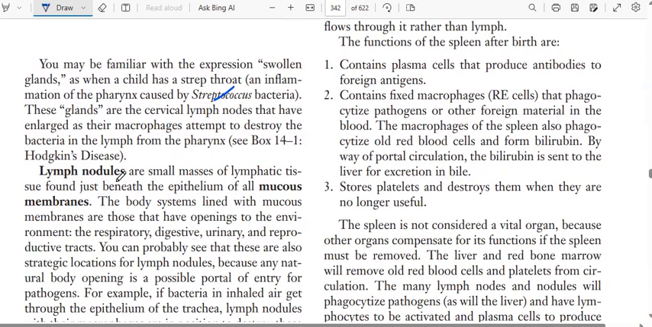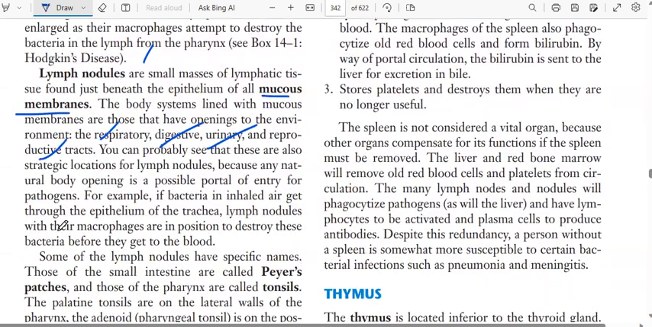Lymph nodules. Now we'll discuss lymph nodules; lymph nodes we discussed already. Lymph nodules are small masses of lymphatic tissue found just beneath the epithelium of mucous membranes. Wherever there is mucus, like in the mouth and the lungs, we have lymph nodules. The body systems lined with mucous membrane are those that have openings into the environment: the respiratory system, digestive system, urinary system, and reproductive system. Below that mucous membrane we have lymph nodules.